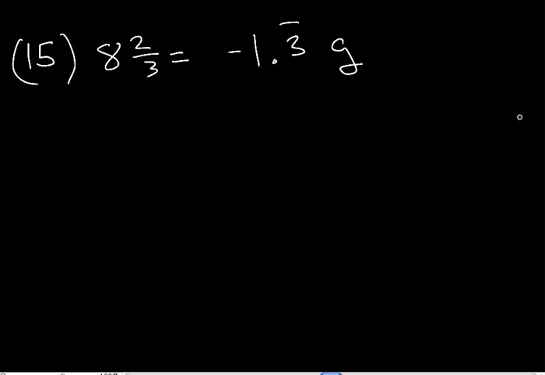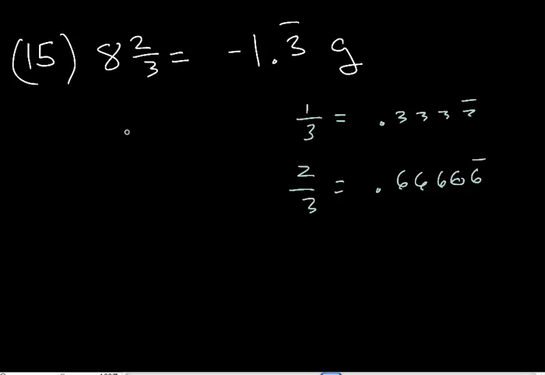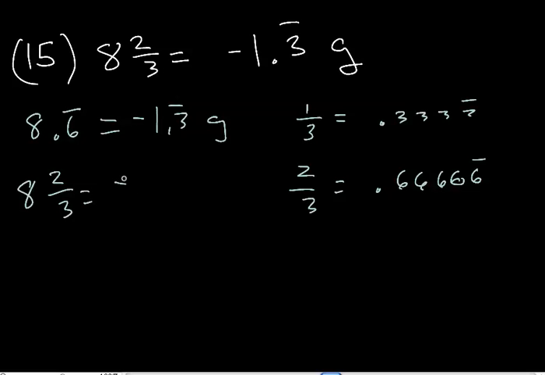To solve this equation, there's a couple things you need to recognize. One is, what's 1/3 in decimals? It's 0.333 repeating. What's 2/3? 2/3 is 0.66666. It's double what 1/3 is. That being said, would you rather deal with 8.6 repeating and negative 1.3 repeating and divide 8.6 by the negative 1.3, or would you rather deal with 8 2/3 and negative 1 1/3? I'd rather deal with this.